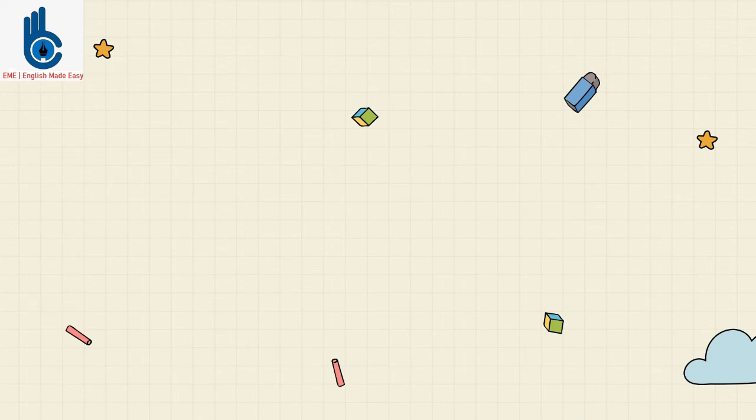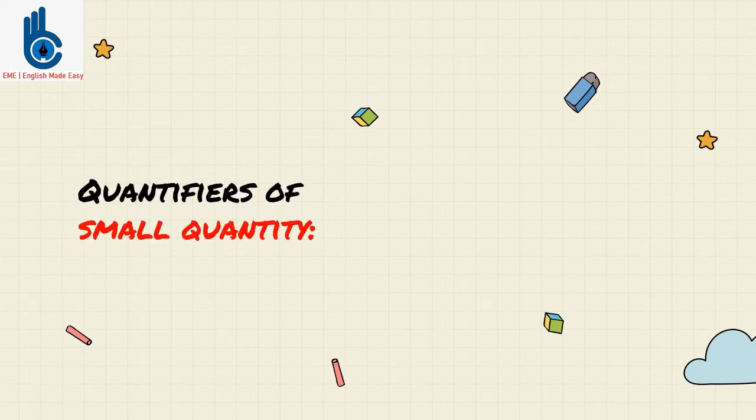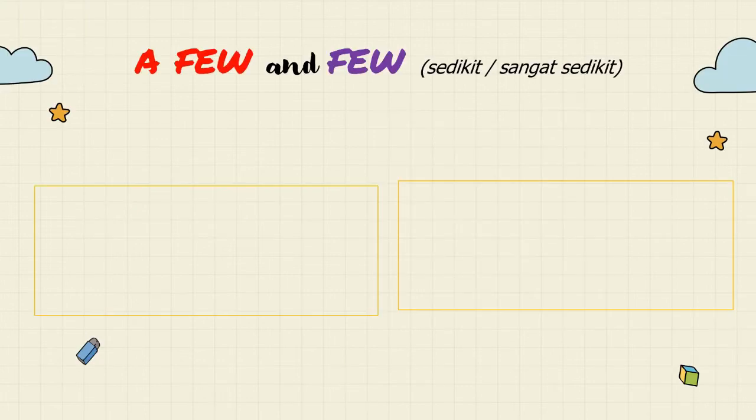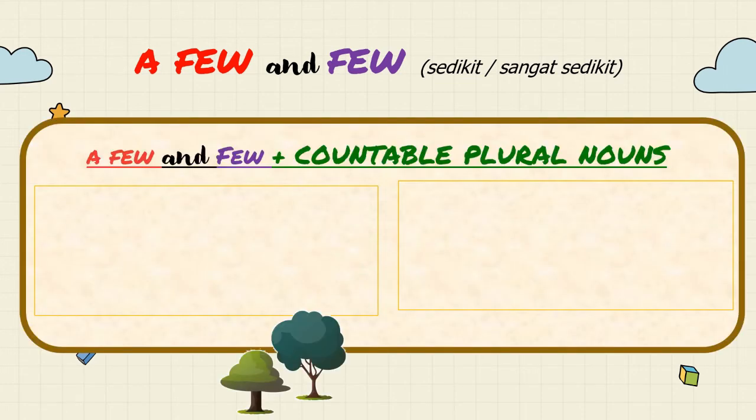Now we are going to see the quantifiers to tell the small quantity of things or people. In bahasa, it means sedikit. There are four quantifiers that we can use: few, a few, little, and a little. Do you know the difference between four of them? Now we'll see the difference between a few and few. A few in bahasa means sedikit, and few means sangat sedikit. They are followed by countable plural nouns untuk mengungkapkan benda jamak yang bisa dihitung.